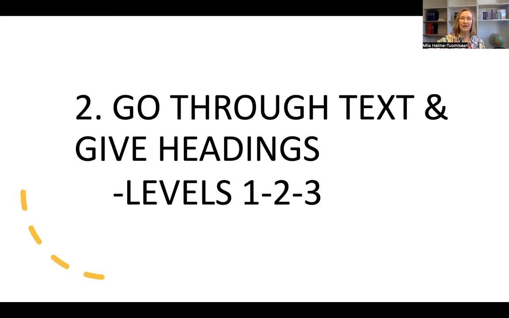So go over the text, and for every main chapter, if you have chapter 1, chapter 2, mark that with level 1 heading. If you have 1.1, mark that with a level 2 heading. If you have 1.1.1, mark that with a level 3 heading. Go through all the text that you have. Of course, remember to give it also page numbers, but after that, go through all the text and give it different headings according to levels.